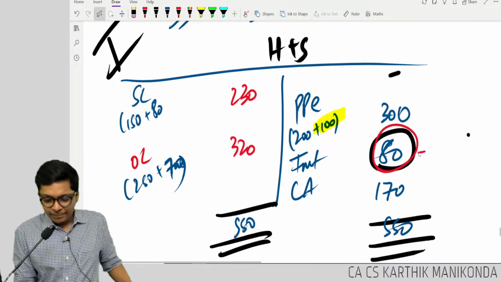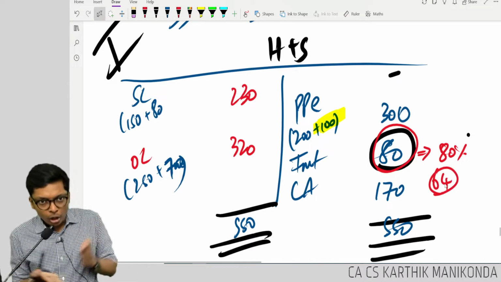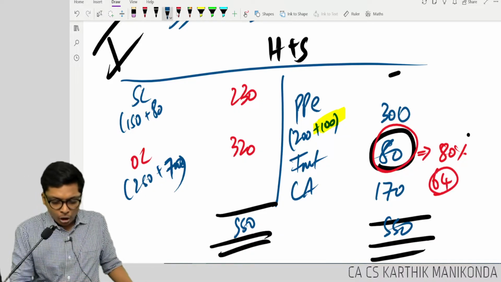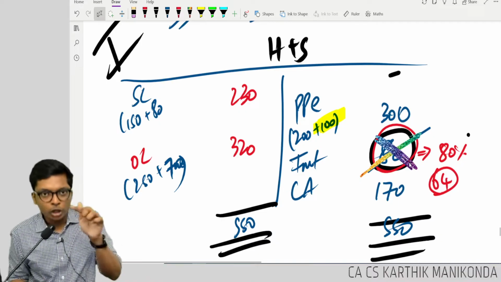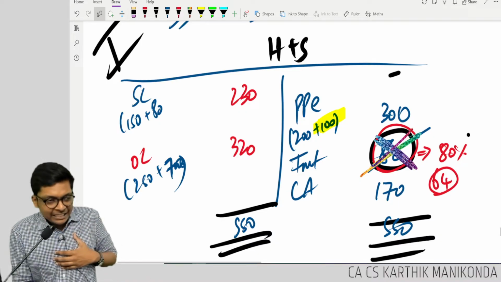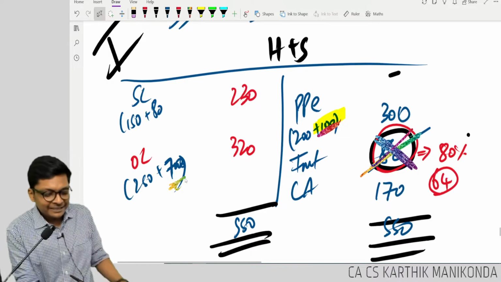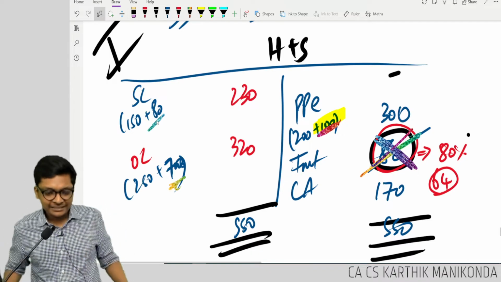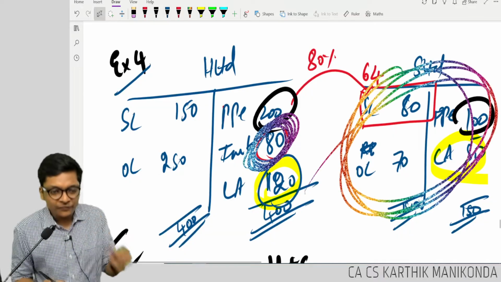This 80 represents only 80%, which is nothing but share capital. So if I knock off, I can knock off 80. Yes, I can knock off. I have to knock off 80 because 80 only is replaced with assets and liabilities and share capital, correct? See, this 80 is only replaced with all of this.